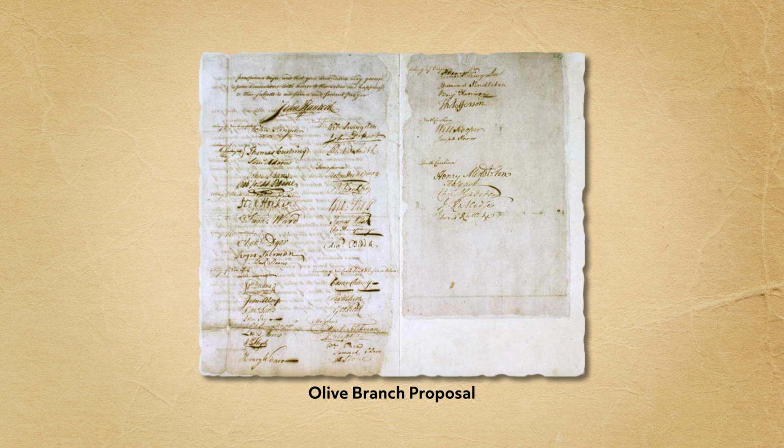A final overture of peace, the Olive Branch Petition, was drafted by Delaware delegate John Dickinson and sent to King George III. Around the same time, a letter expressing doubts over the peace process by Samuel Adams was intercepted, leading the king to view Dickinson's proposal as insincere.